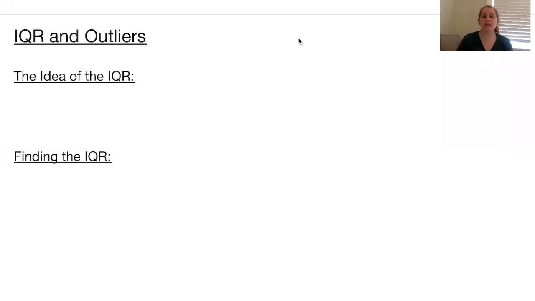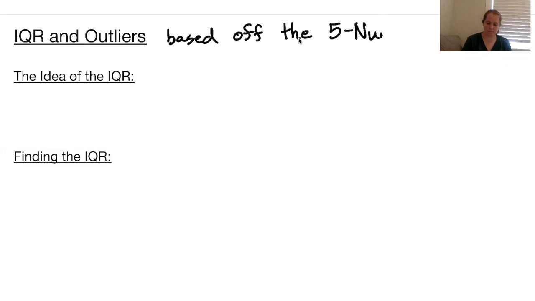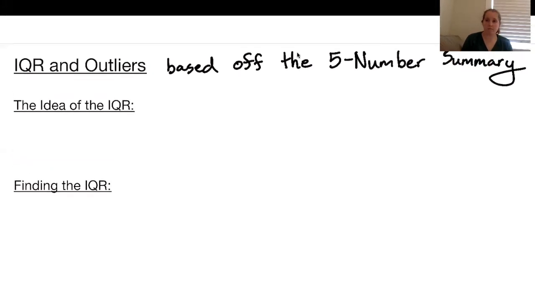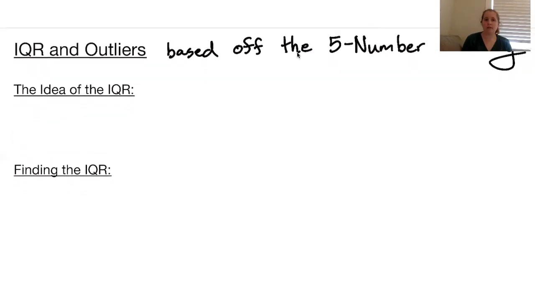Now we are going to take a look at the IQR and outliers based off the 5-number summary. So we have our IQR and outliers based off the 5-number summary.